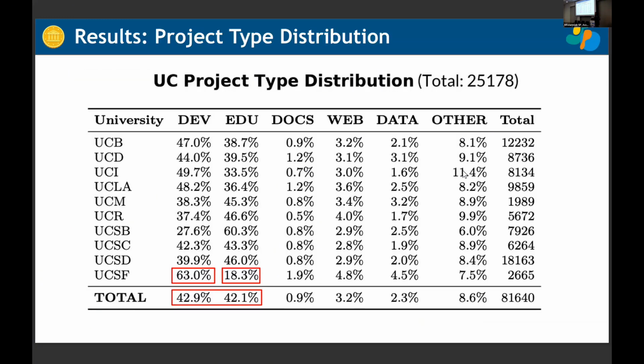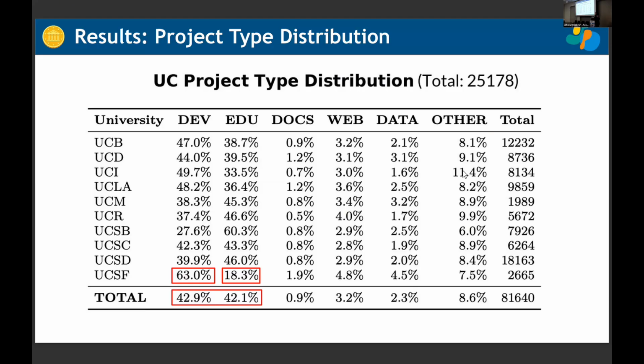In terms of project distribution, I found that the main category types for the projects in the UC system are development projects, so tools or research development, or education, so things that are class materials or homeworks or things like that that students just put in GitHub. Something interesting about my findings is that UCSF, for example, has percentages that are very different from all the other universities, and that actually matches the fact that UCSF is only a graduate school.